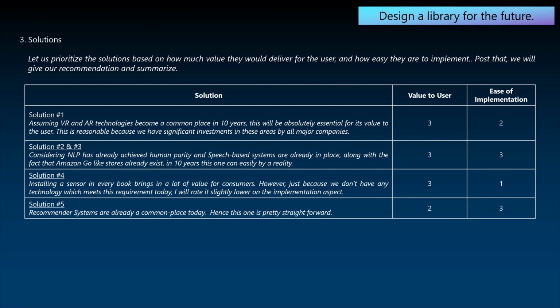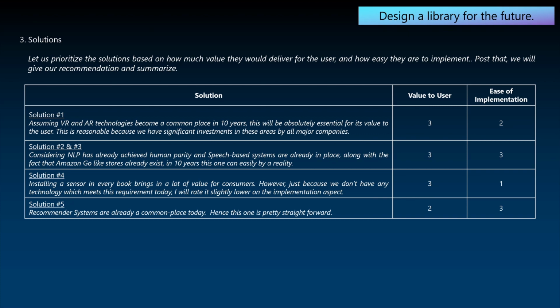Solution number 2 and 3. Now, considering NLP has already achieved human parity and speech-based systems are already in place, along with the fact that we already have Amazon Go-like stores, in 10 years, this can easily be a reality. Again, I'll give the value added to the user a rating of 3, and similarly the ease of implementation for this particular solution, because we already have the technology in place, I'll also give a rating of 3.